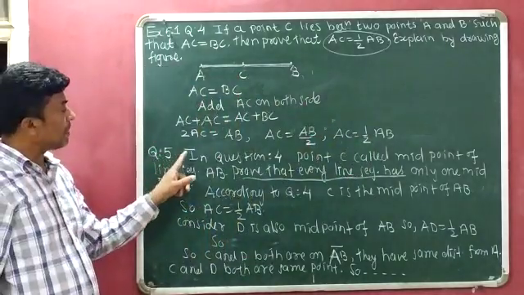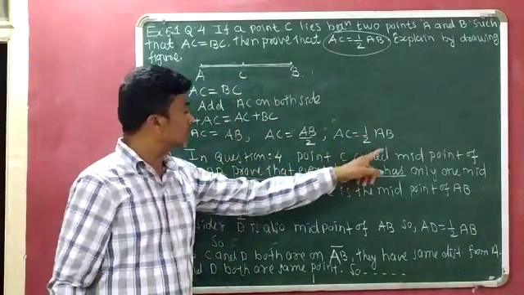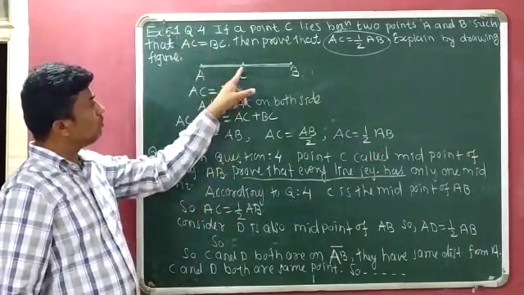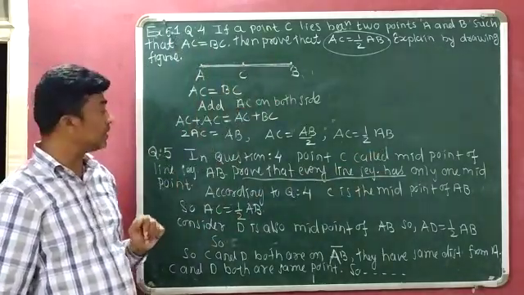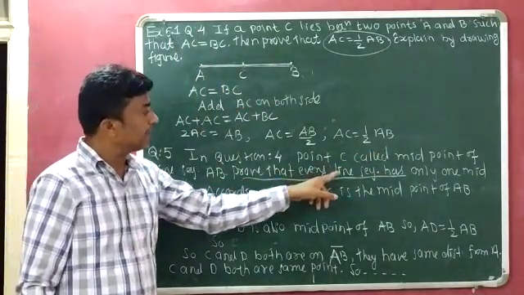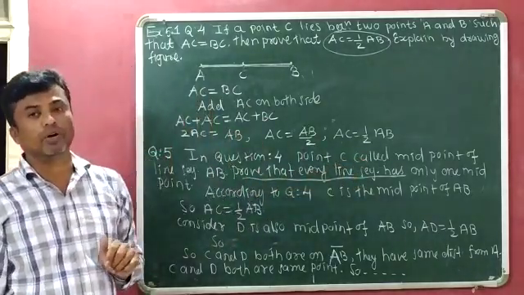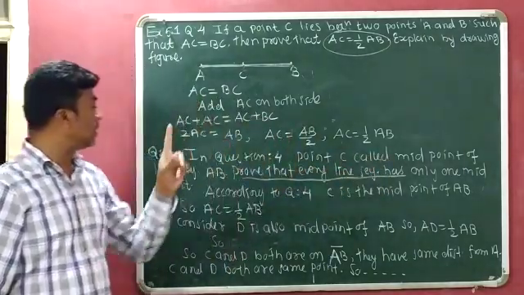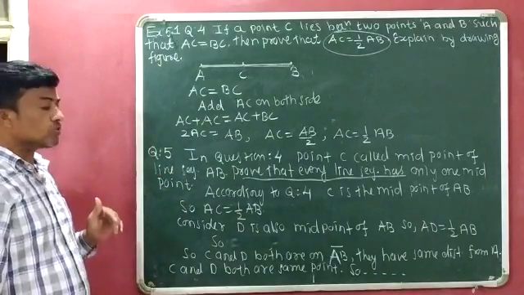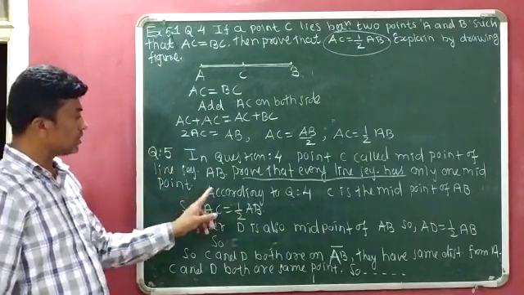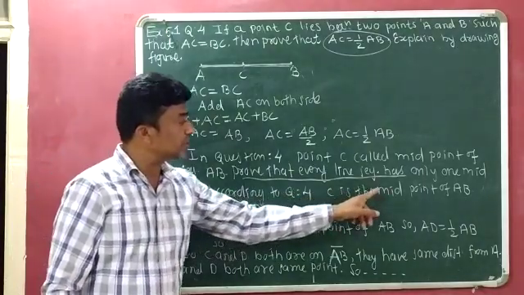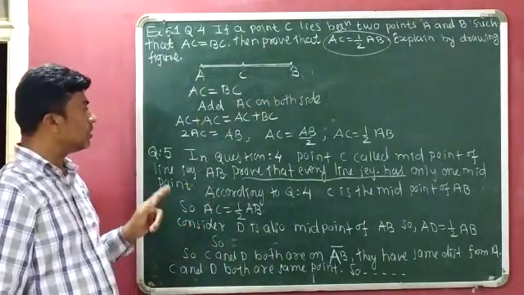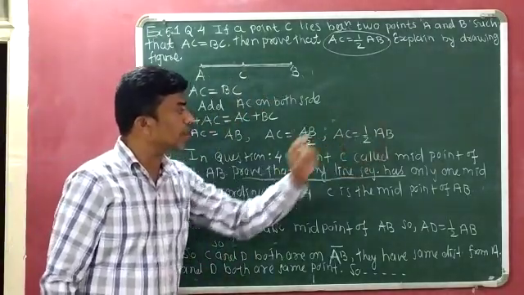Now question number 5. In question 4, point C is called the midpoint of the line segment AB. And prove that every line segment has only one midpoint. Here we have to prove that every line segment has only one midpoint. So see children, what is given to us? According to question 4, C is the midpoint of AB. So we can write AC is equal to 1 half AB.